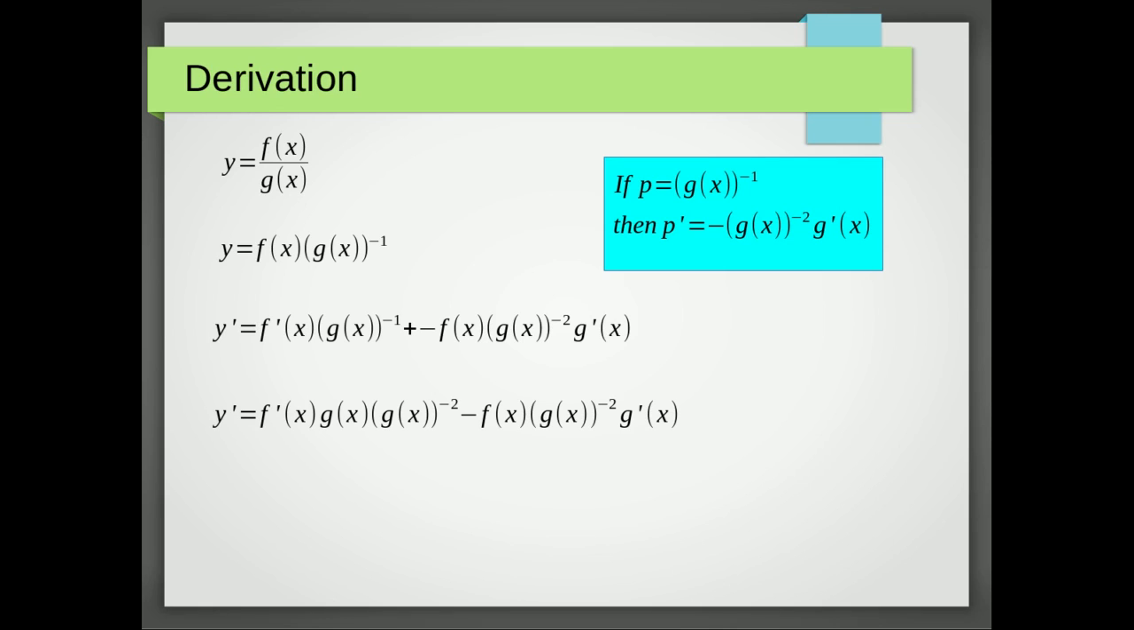And then I've changed that plus minus to minus. Now that I've got g of x to the minus 2 in both terms, they've effectively got a common denominator, and I end up with a formula that y dash equals f dash of x, g of x, minus f of x, g dash of x, over g of x all squared. And that is our standard formula for differentiating a quotient.